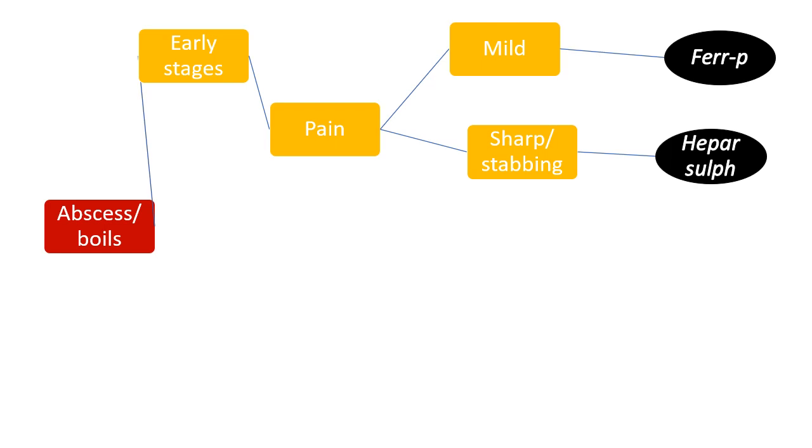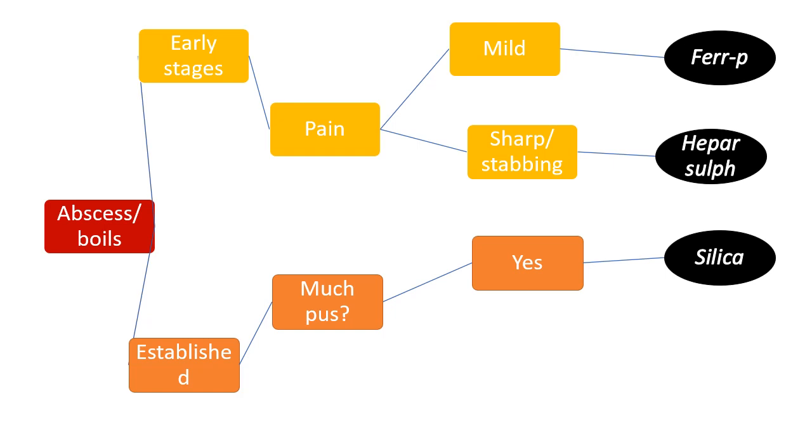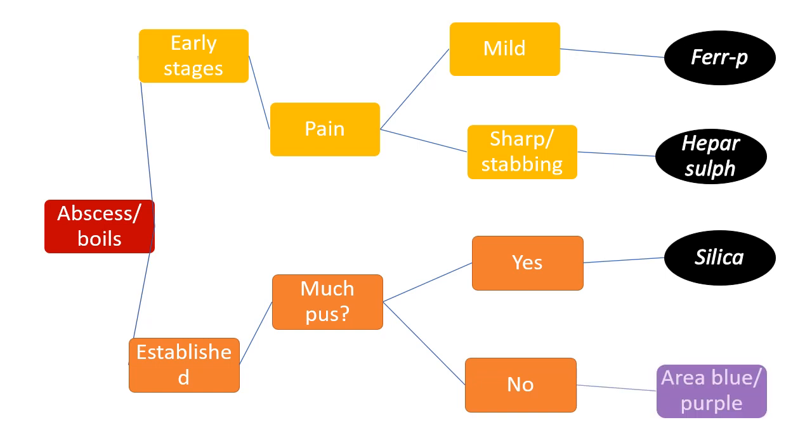These are the names you'll be very familiar with by the end of this course, and you'll be using them very frequently as your first line of defense in many situations. Supposing the boils are now well established when the patient comes to you. Is there much pus? If yes, then silica or silicea as we call it is going to be very helpful. If there is not much pus, in that case, just check if the area is blue or purple. In that case, we shall be dealing with that in the next slide.